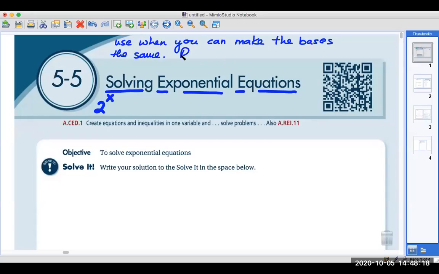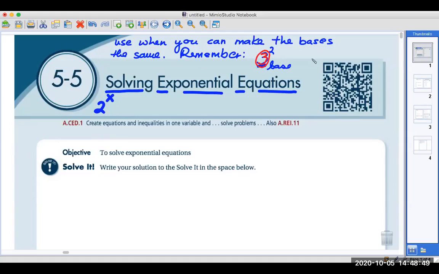So remember, if you have a power, let's say you have 3 to the power of 2, 3 squared. This right here is your base. I'm not talking about the power, the exponent. I'm talking about the base, the number that's below the power, below the exponent, yeah?